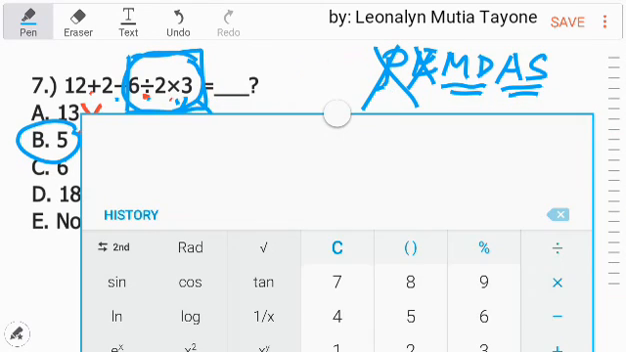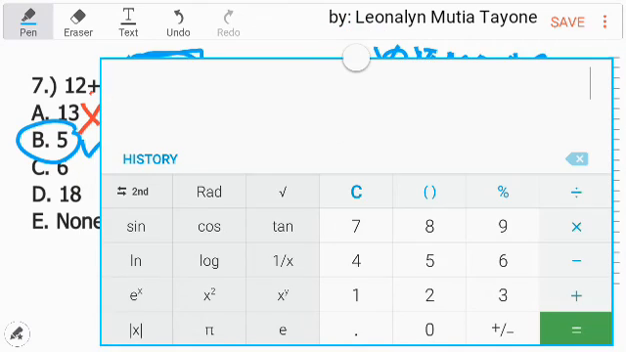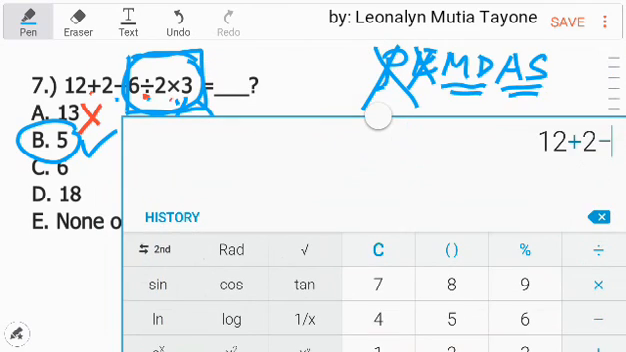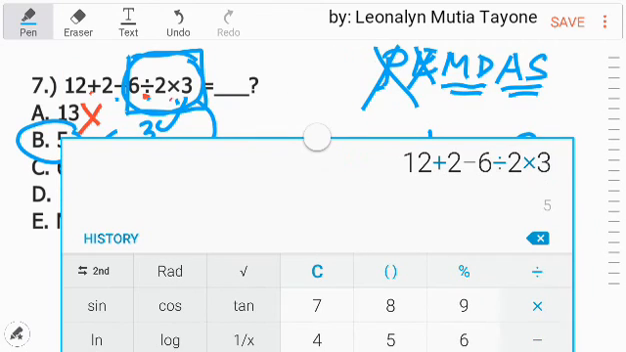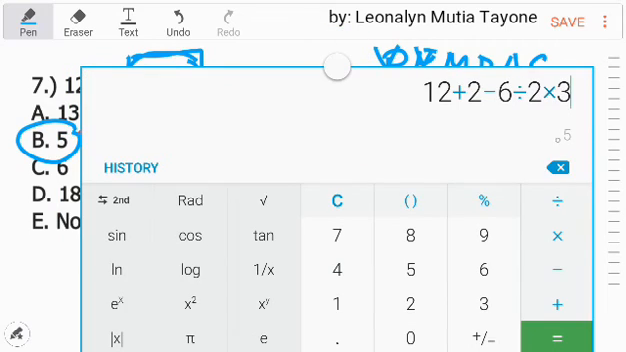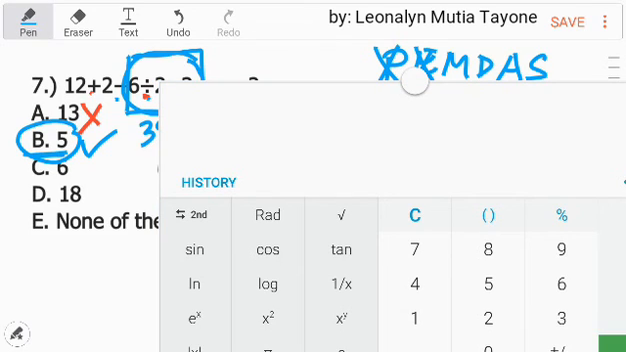I-double check natin sa calculator. Kaya ang calculator, nakaprogram siya sa order of operation. So, this is 12 plus 2 minus, ano nga ba yun? 6 divided by 2 times 3. Pareho na ba? 12 plus 2 minus 6 divided by 2 times 3. Pareho na. The answer here is 5. So, ang sagot natin na letter B ay tama.